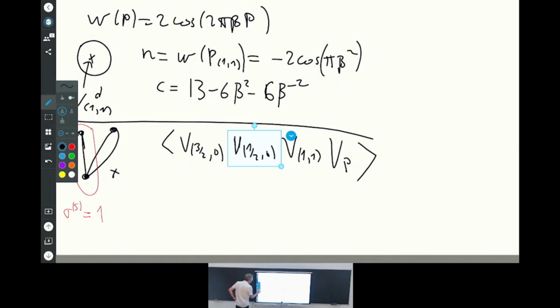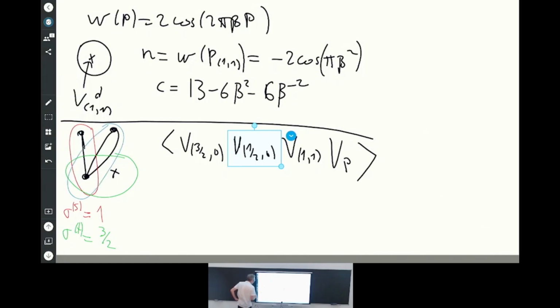And then we could do the same in the T-channel. In the T-channel, we are cutting 3 open loops. So the T-channel signature would be 3 halves. And in the U channel, we are just cutting one loop. So sigma U is 1/2. And therefore, the signature, which is the list of these numbers, is 1, 3/2, 1/2.